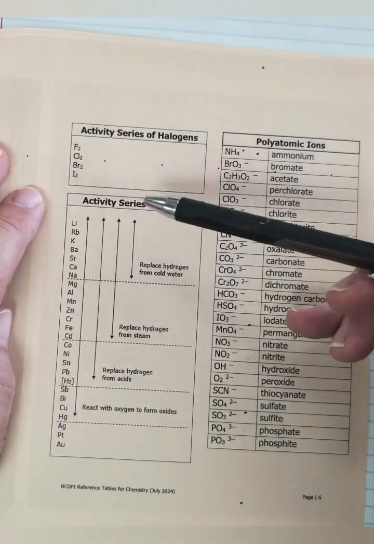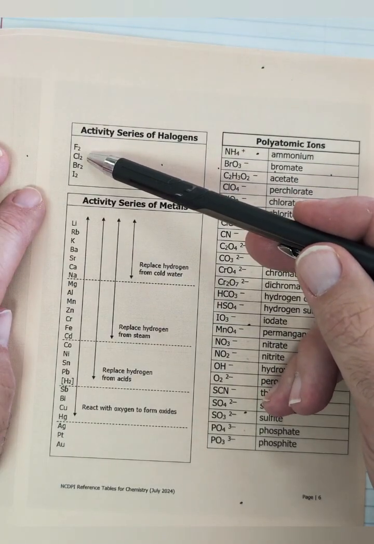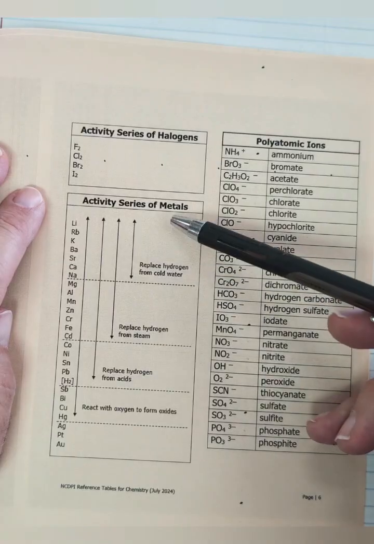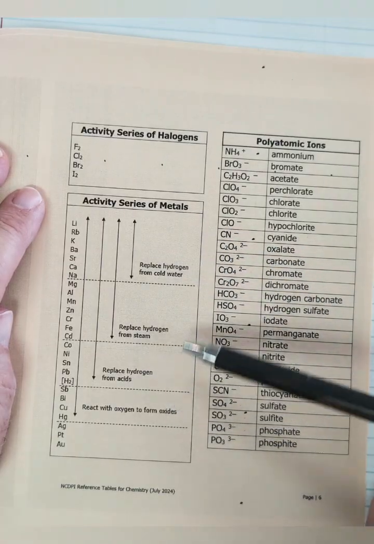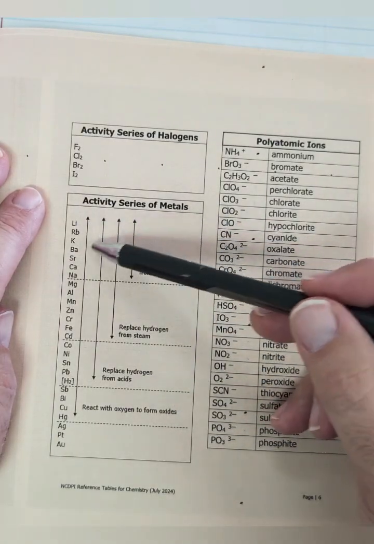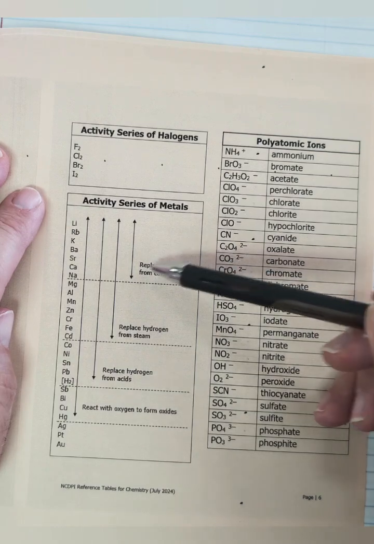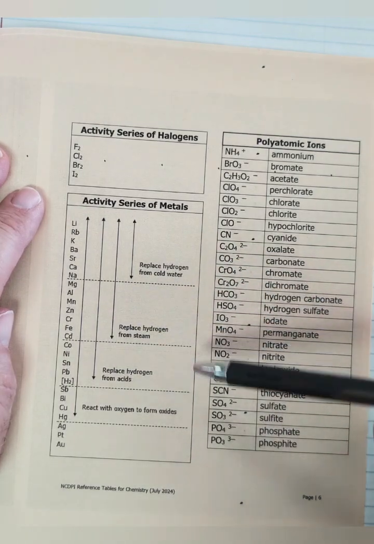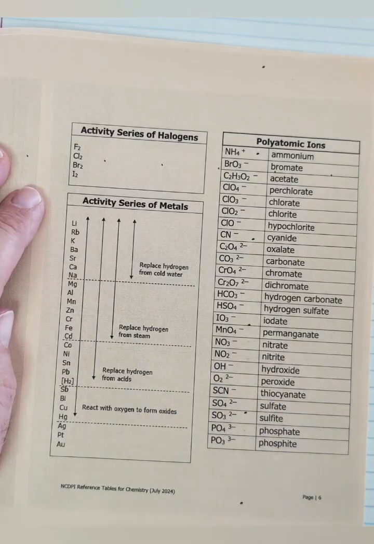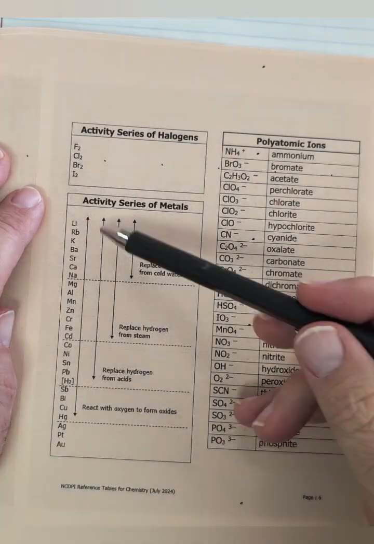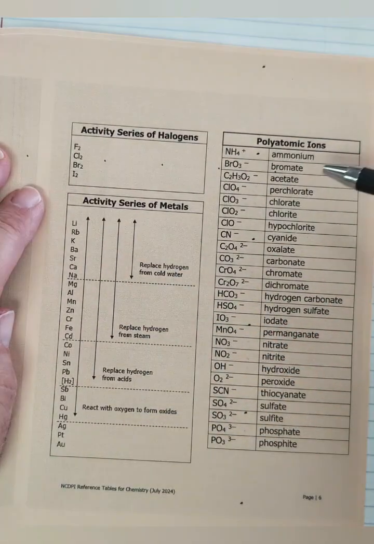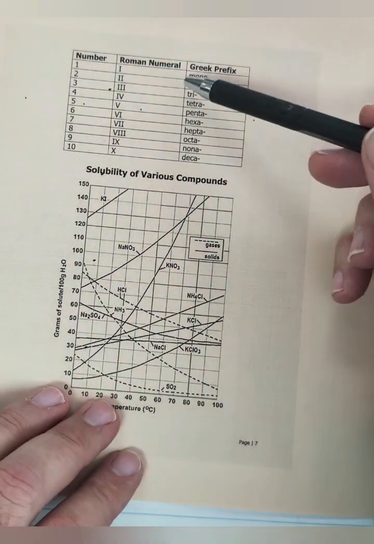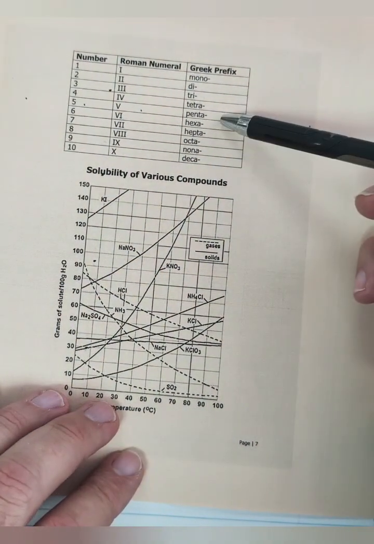Activity series. So fluorine is more reactive than chlorine, more reactive than bromine, more reactive than iodine. With this activity series, again, what you're saying is, if these things have a chance, they will replace the hydrogen from cold water. These things will replace hydrogen from steam, and so forth and so on. So basically, it's a way of looking at how reactive they are. Then we have your polyatomic ions here. And lastly, we have Roman numerals and the prefix that goes along with them.